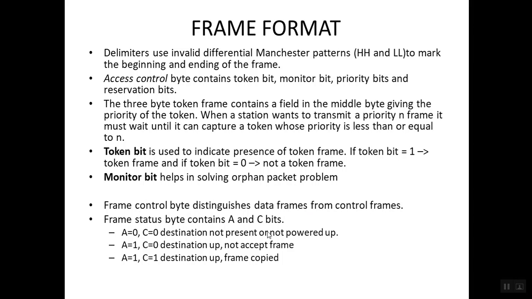The frame status byte contains three fields, that is A, C. So suppose a station transfers a frame and this frame is accepted by the destination, and that frame, after the destination machine has accepted it, will be forwarded again to the source machine, and the source machine can only discard the frame from the ring.